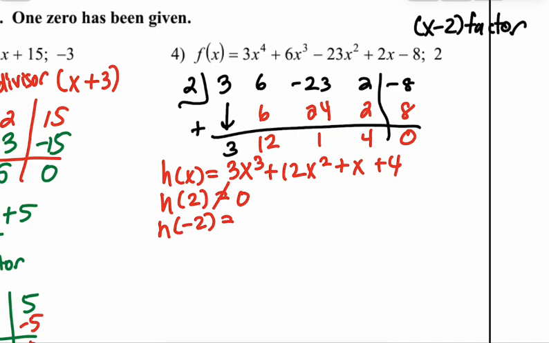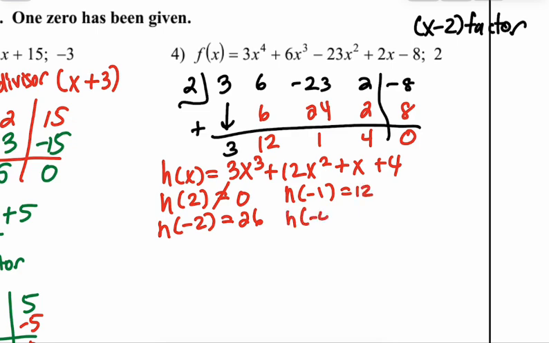If that doesn't occur to you, try 2. It's going to be a big number. But if we plug in negative 2, we get 3 times negative 8 plus 12 times 4 minus 2 plus 4, which is 26. Oh, nope. Let's plug in another negative. Let's try negative 1. I get negative 3 plus 12 minus 1 plus 4. Not enough. It's 12. It's still positive.